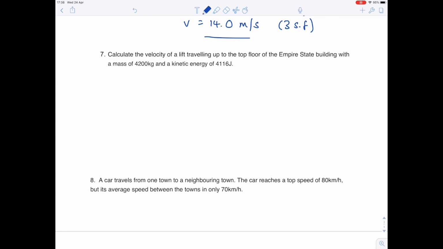7. Calculate the velocity of a lift travelling up to the top floor of the Empire State Building with a mass of 4,200 kilograms and a kinetic energy of 4,116 joules. So velocity, kinetic energy and mass. So it's the same equation. Just make sure you substitute in all your values nice and accurately.